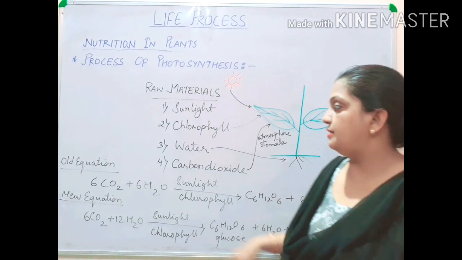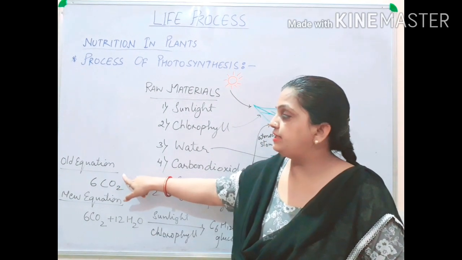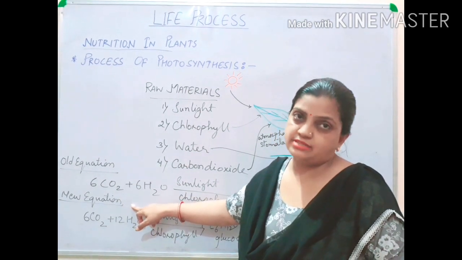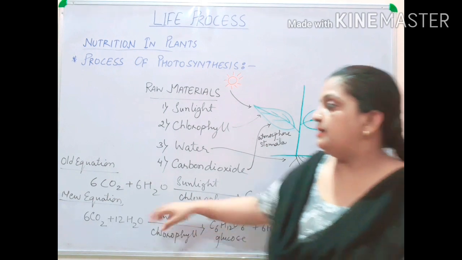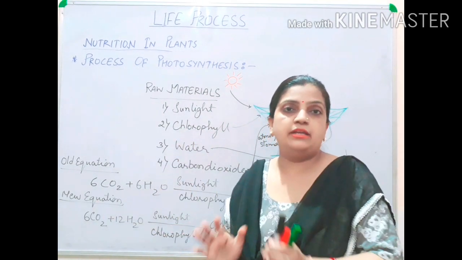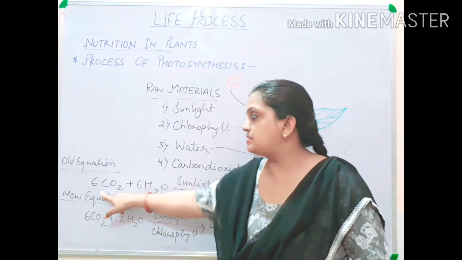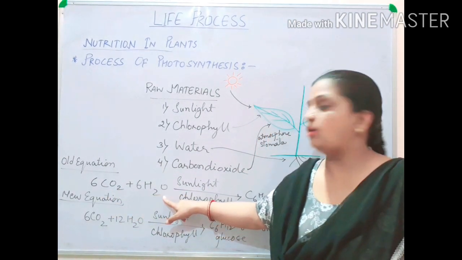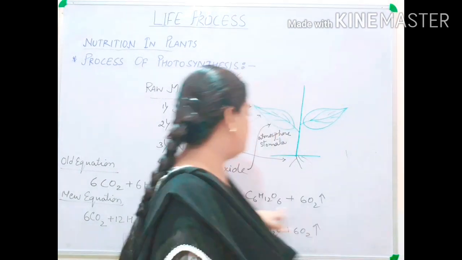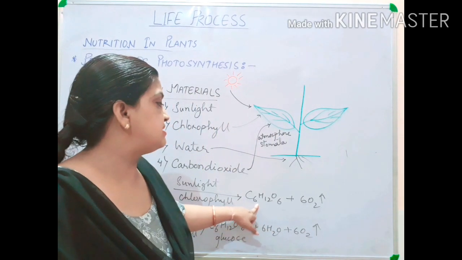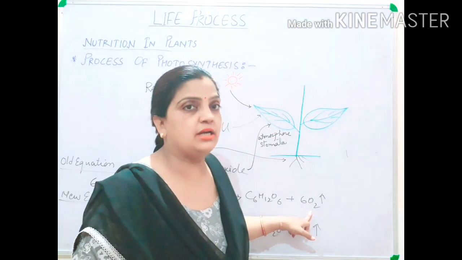Now children, here you can see that I have written two equations. Here I have written the old equation and this is the new conception, the new equation over here. The old equation used to say that your whole chemical equation of photosynthesis used to be written as 6 carbon dioxide plus 6 water in presence of sunlight and chlorophyll will produce glucose, that means C6H12O6, plus 6O2 will be released into the atmosphere.